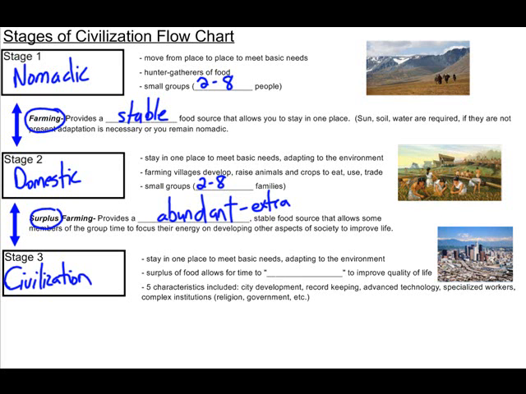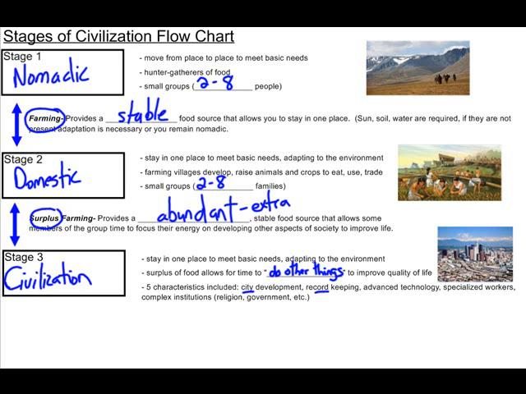Civilization, just like domestic, means stay in one place or meet basic needs by adapting to the environment. Surplus of food allows for time to, quote, do other things. Now, those other things are meant to improve the quality of life. And so what you have here is city development. More stable food, extra food, have more babies. Population goes up and you have cities.